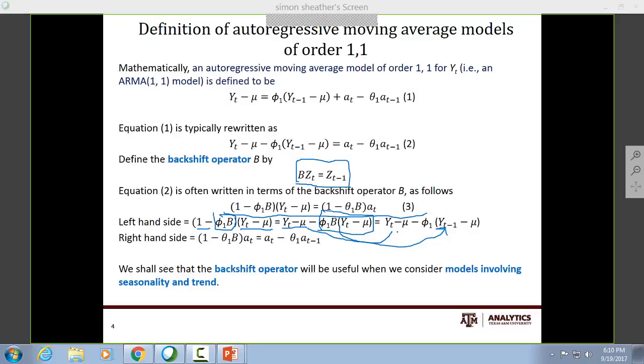Now let's look at the right-hand side. The right-hand side is 1 times A of t, which is A of t, and theta 1 B times A of t. So if you do B times A of t, you get A of t minus 1 because we backshifted the A of t. So it's just a little bit of fun math algebra.